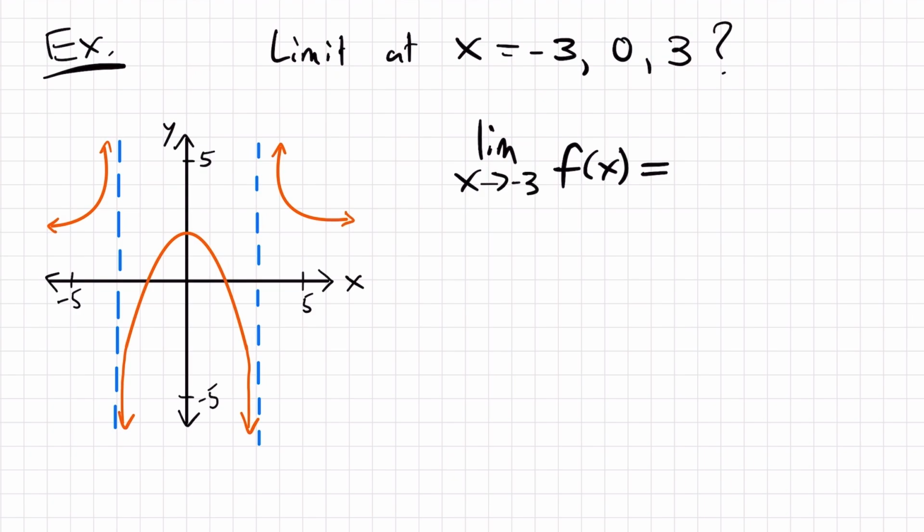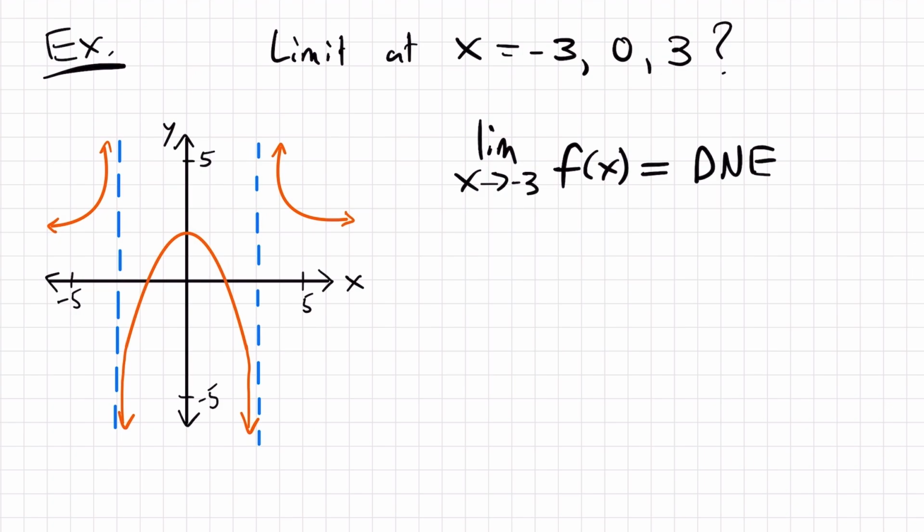But from the left side, we're going in the opposite direction. As we get closer and closer to x equals -3, we are reaching higher and higher values of y, greater and greater numbers. And so that one is going to +infinity. Because the right side is heading towards -infinity, but the left side is going to +infinity, they don't agree, and so we have to say that the limit from both sides does not exist.